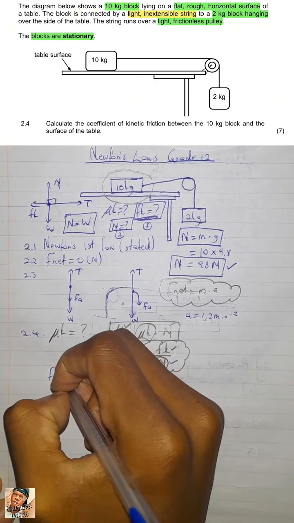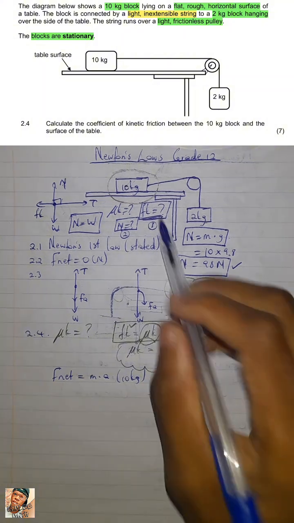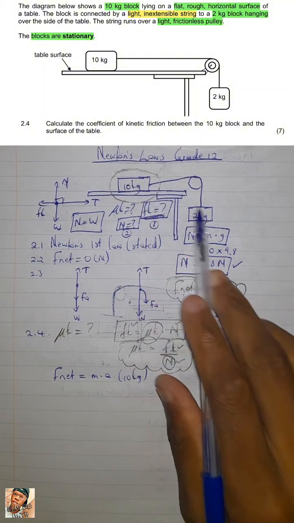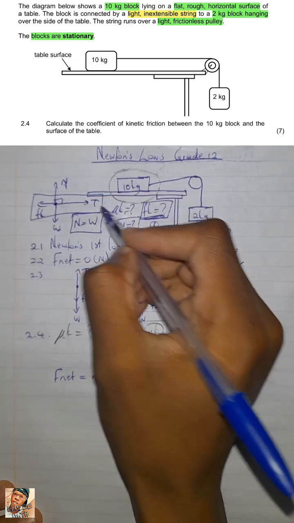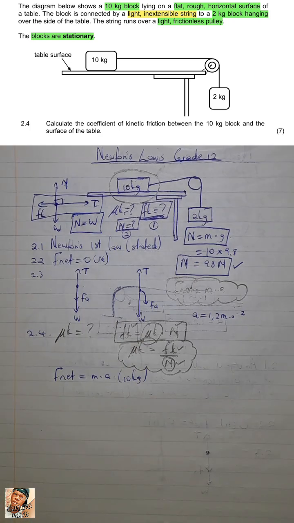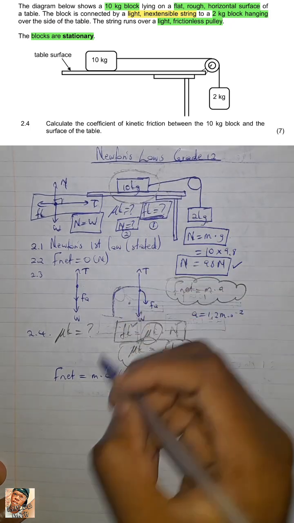So we're going to apply the second law on the 10 kg block. The forces acting on the 10 kg block that cause it to accelerate are the horizontal forces, because it is moving horizontally. So we're going to consider only these two forces, the tension and the kinetic frictional force. Since the tension is the greater one, causing the 10 kg block to move to the right, we're going to write it first.